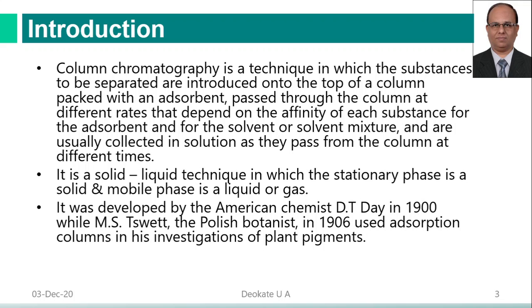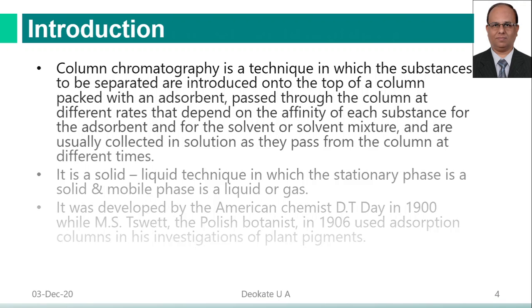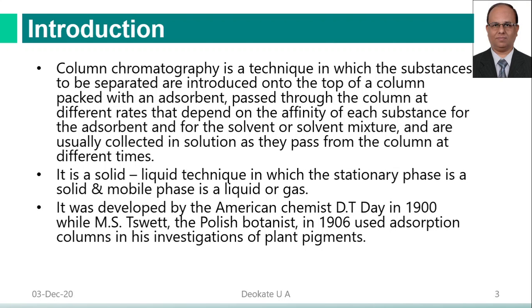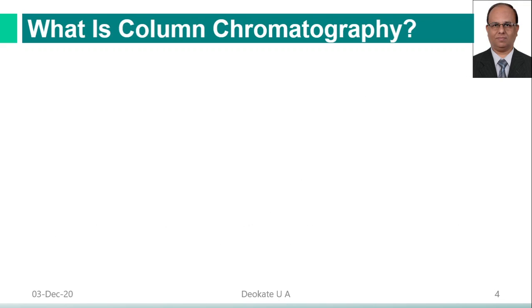It was developed by the American chemist D.T. Day in the 1900s, while M.S. Tswett, the Polish botanist, in 1906 used an adsorption column in the investigation of plant pigments. So we have studied chromatography, its definition, and types of chromatography. Basically, we can use column chromatography as adsorption chromatography because the stationary phase used in column chromatography is the adsorbent which is packed into the column.